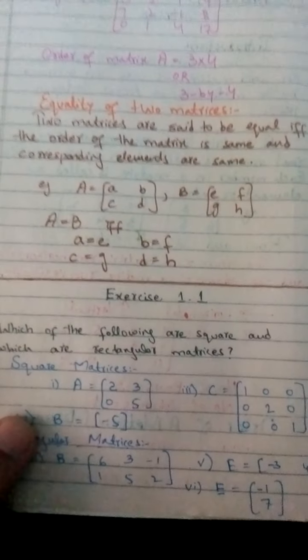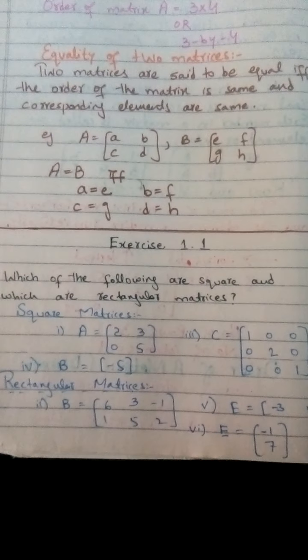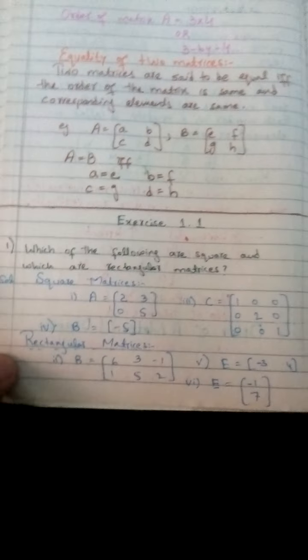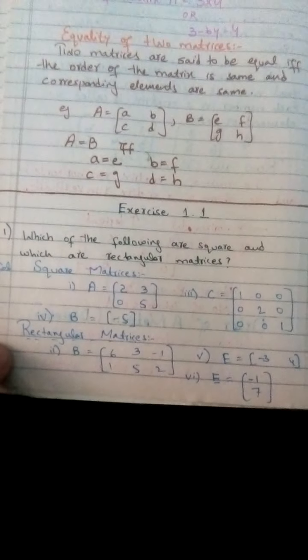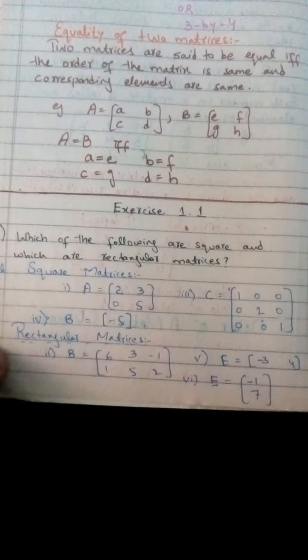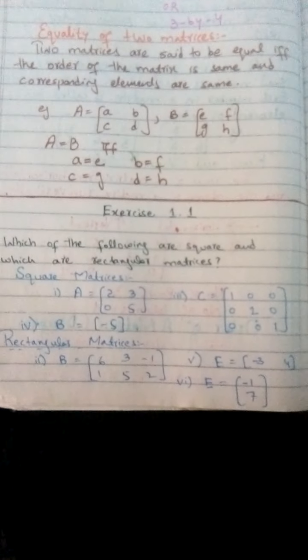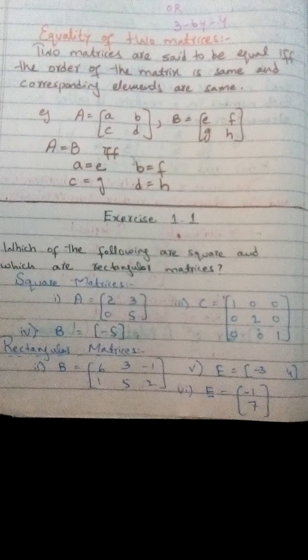Now we will talk a little bit about the exercise of the class 9th book from Abbottabad Board. The question says: which of the following are square and which of the following are rectangular matrices. Now here we have to find out which matrix is square and which matrix is rectangular.